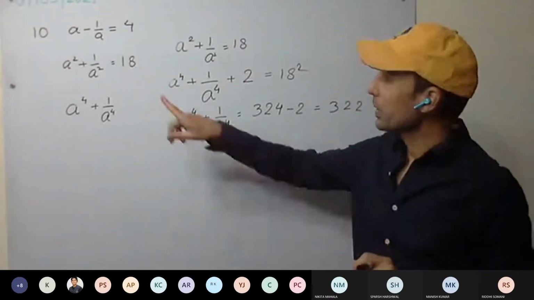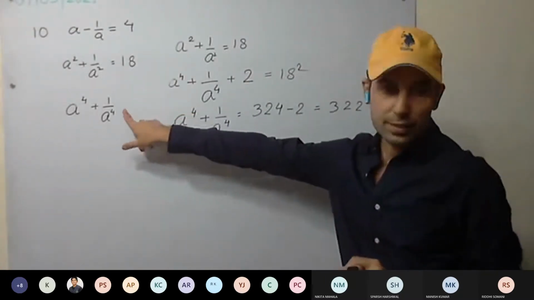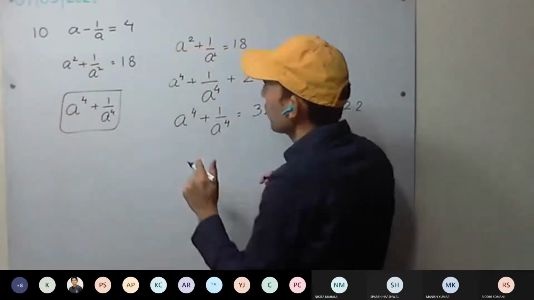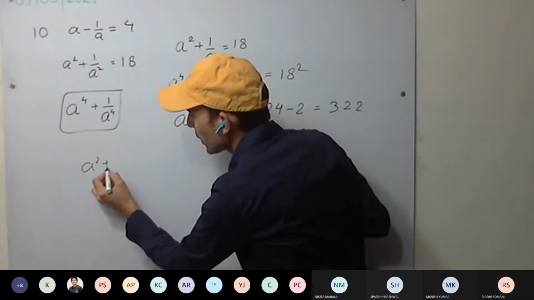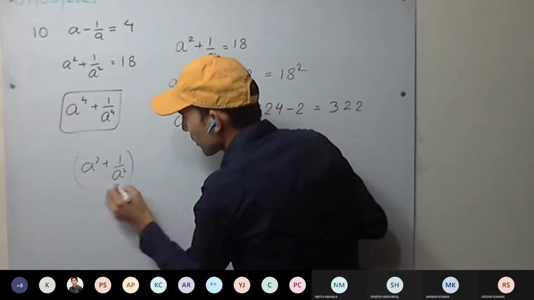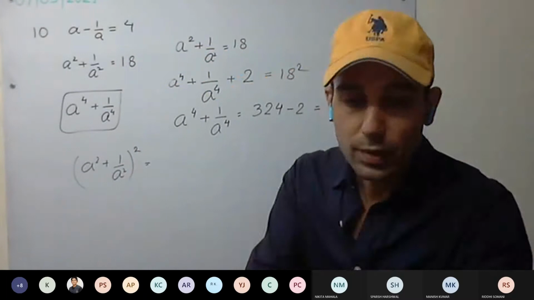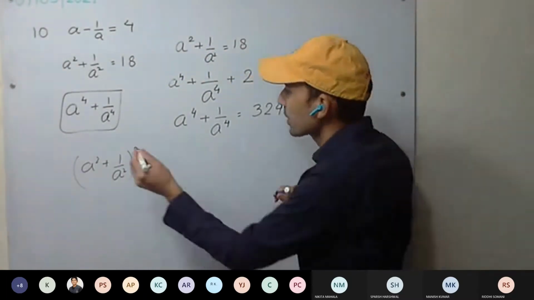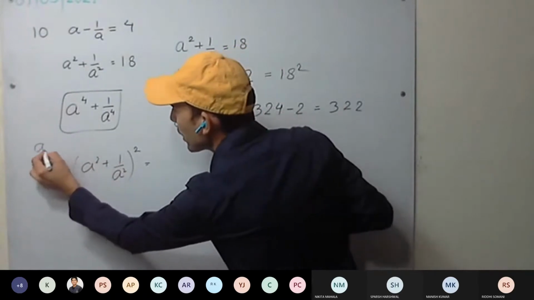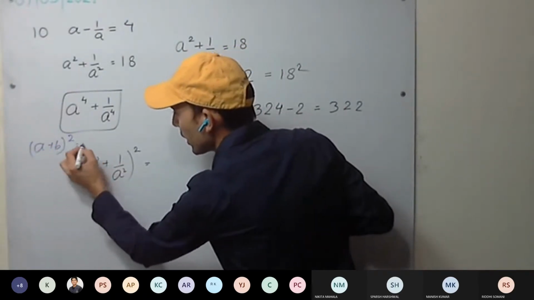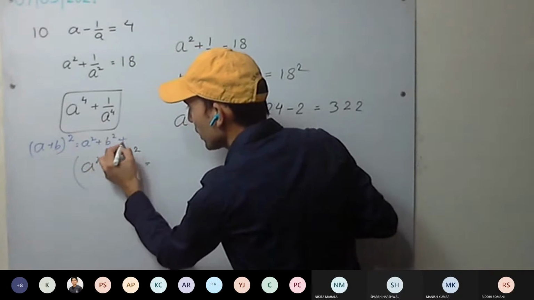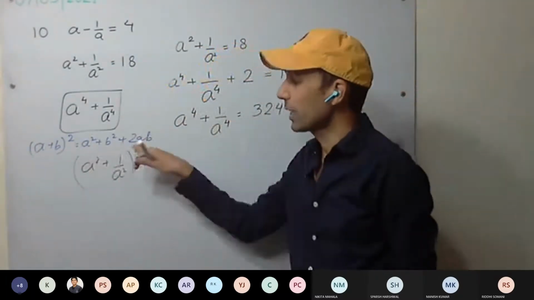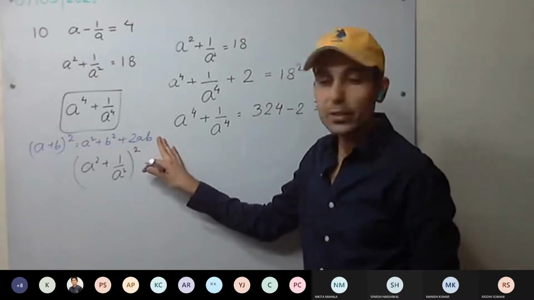Okay. So we were solving, we started with 10th, second part. a raised to power 4. This we have to solve. Now, if you are doing a square plus 1 upon a square, the whole square. What was the identity till now we have studied? That is a plus b the whole square, a square plus b square plus 2ab. We must remember this identity.